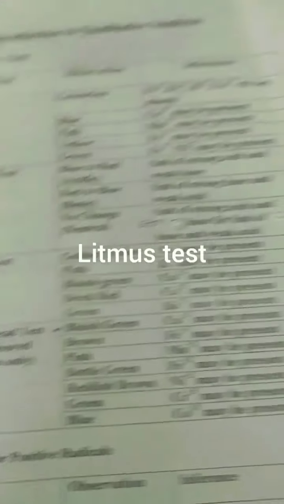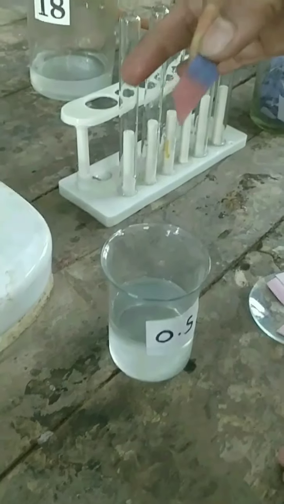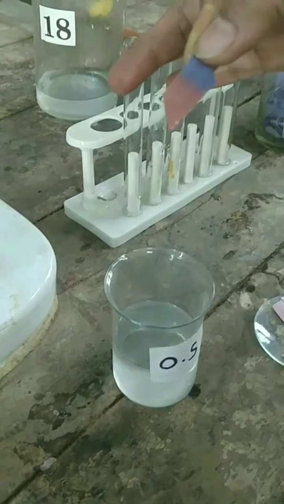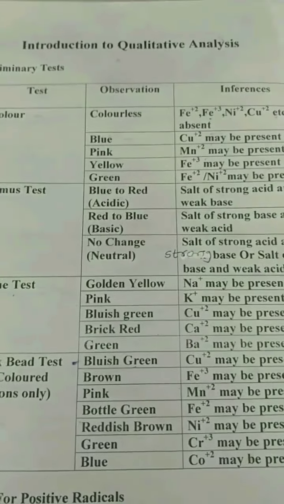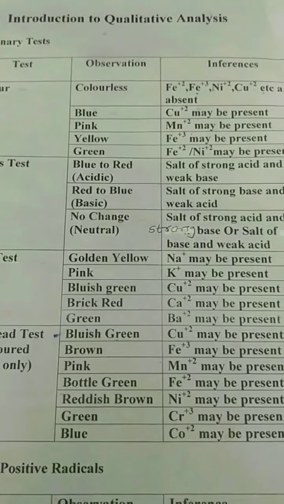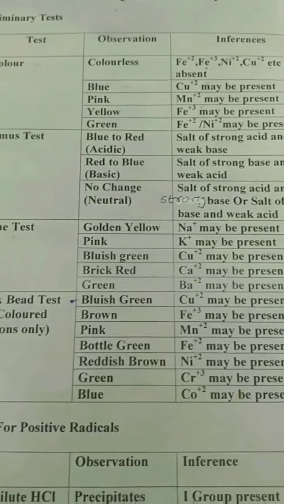Now we will proceed to litmus test. So first we will start with blue litmus paper. We will dip this in the OS. You can clearly see that blue litmus has been changed to red. So in the scheme you can see when blue changes to red, the solution is acidic. So in the inference you will write salt of strong acid and weak base.